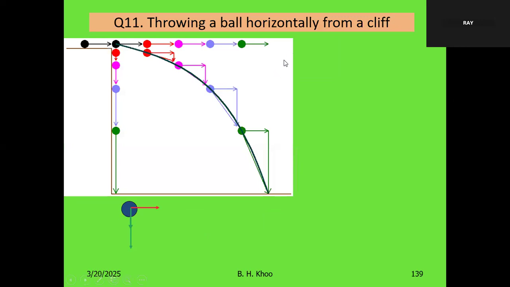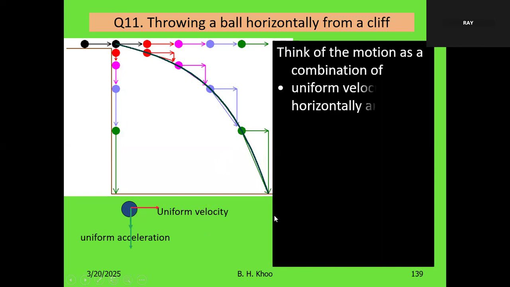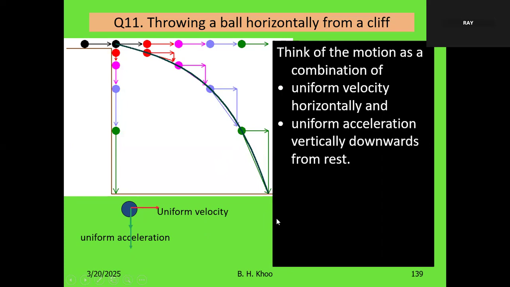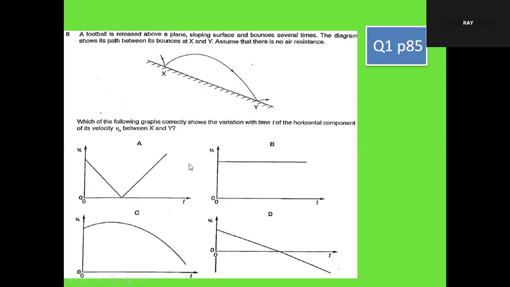And throwing a ball horizontally. Horizontal motion, uniform velocity. Vertical motion, uniform acceleration. That one you need to remember. Uniform velocity horizontally. Uniform acceleration vertically downwards. At any time, we combine the two components independently as vectors to find the velocity. Let's find the resultant velocity. At this point, you add the horizontal component and vertical component and find the resultant. Okay, try this one.